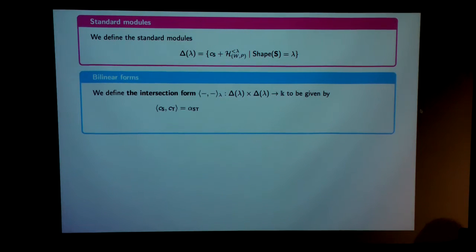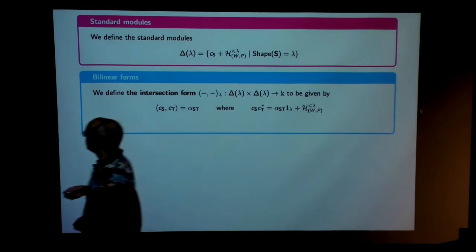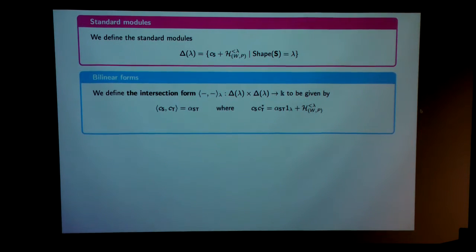Okay, what is the intersection form? It is just: take one diagram, put it on top of another one, and see what you get. So you're going to get some scalar, and the scalar is just coming from this. Namely, we're going to take the diagram today. It'll look like this. That'll be C_S. We're going to take another one, C_T, and I've turned this upside down. And when I take this product, I'm always going to get something.